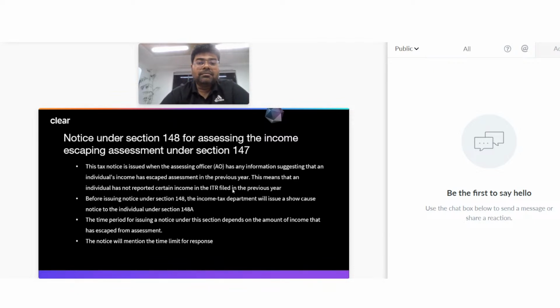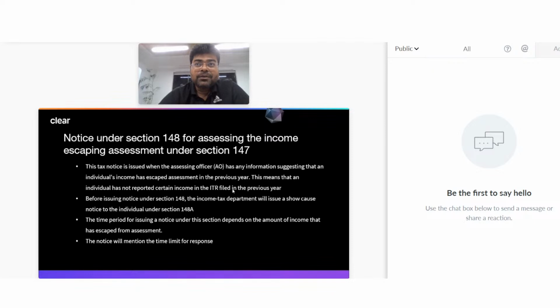Now, income escaping assessment under section 148 actually starts by filing your income tax return, right? So this is how you can go about it. Now, under 143(3) and 147, what happens if you do not provide any response? If you are not providing any response to these types of notices, the department will give you a chance to respond several times.